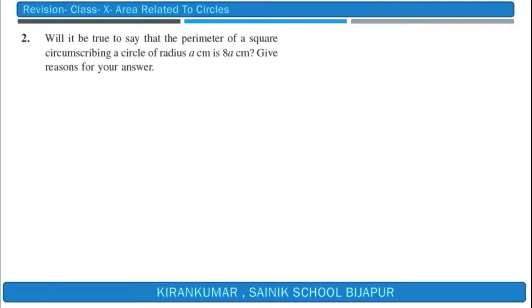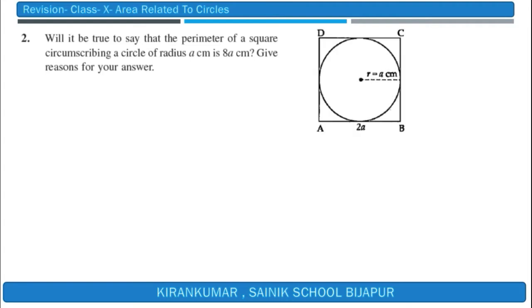Second question. Will it be true to say that the perimeter of a square circumscribing a circle of radius a centimeter is 8a centimeter? Give reason for your answer. Again, I have taken a figure. In this figure, the side of the square is 2a, hence the radius is a centimeter.